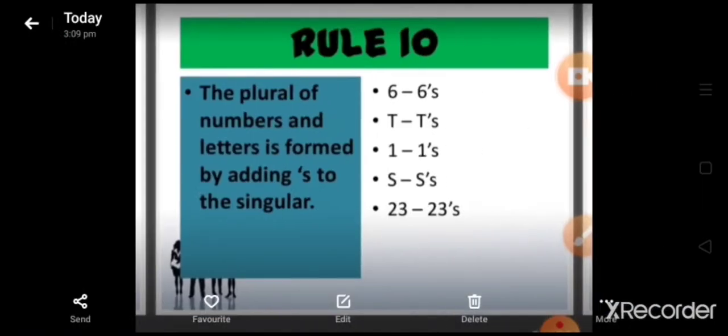Rule number 10: the plural of numbers and letters is formed by adding 's to the singular. So 6 is 6's, T is T's, 1 is 1's, S is S's, 23 is 23's. This way we remember all the things, because it is very important to form singular to plural and plural to singular.